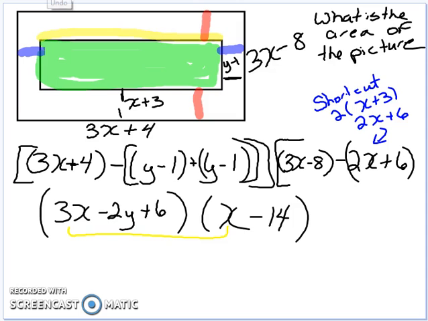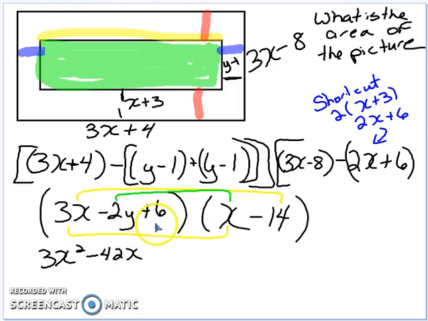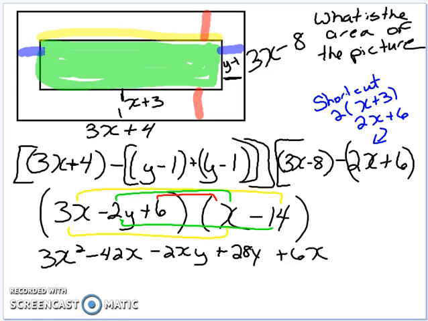So 3x times x is going to give me 3x squared, 3x times negative 14, just using my distributive property, negative 42x. Negative 2y times x is negative 2xy. Negative 2y times negative 14 is positive 28y. 6 times x is 6x, and finally 6 times negative 14 is negative 84.